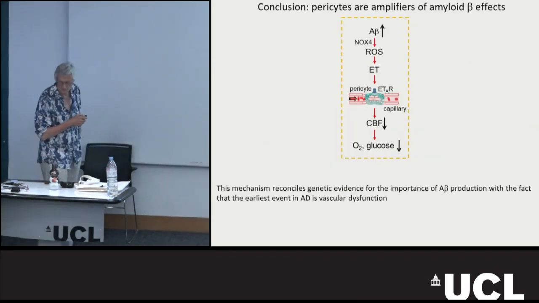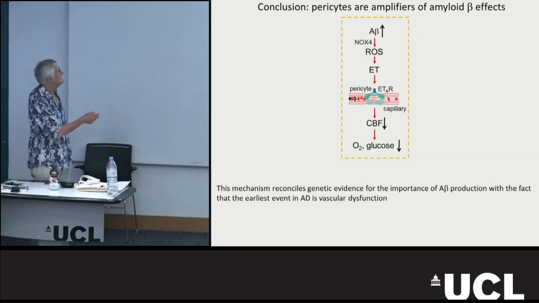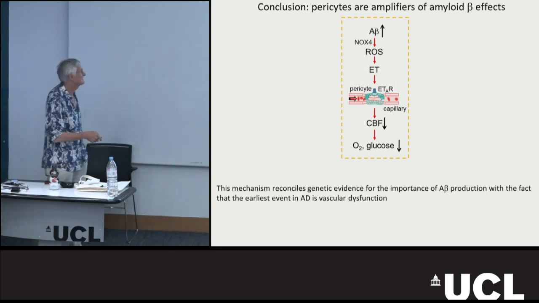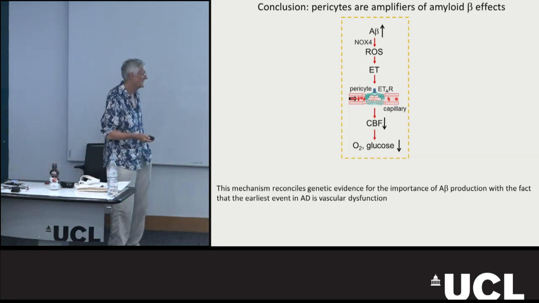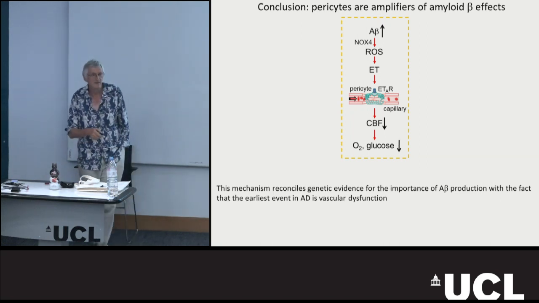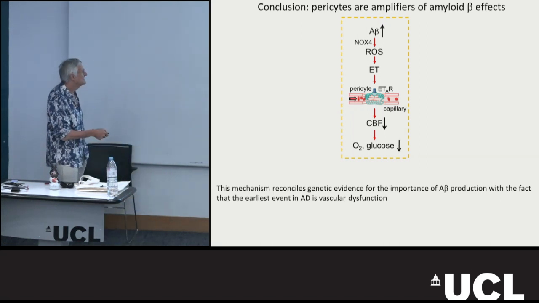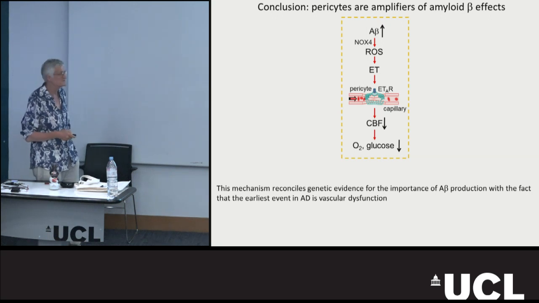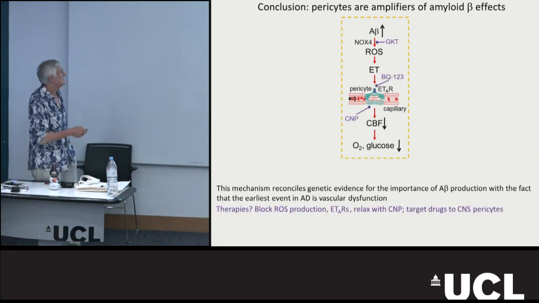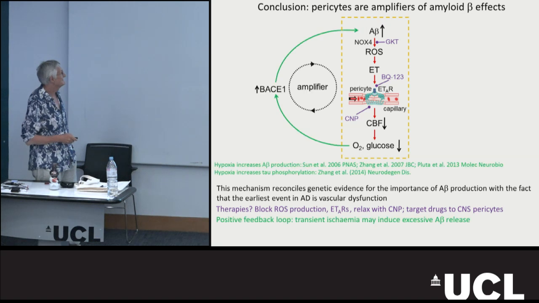So this is the core of what I've told you today. A beta constricts pericytes. That decreases blood flow and decreases energy supply. This reconciles genetic evidence for the importance of A beta production in AD with the fact that the earliest event in AD is vascular disruption. I've shown you some therapeutic possibilities.